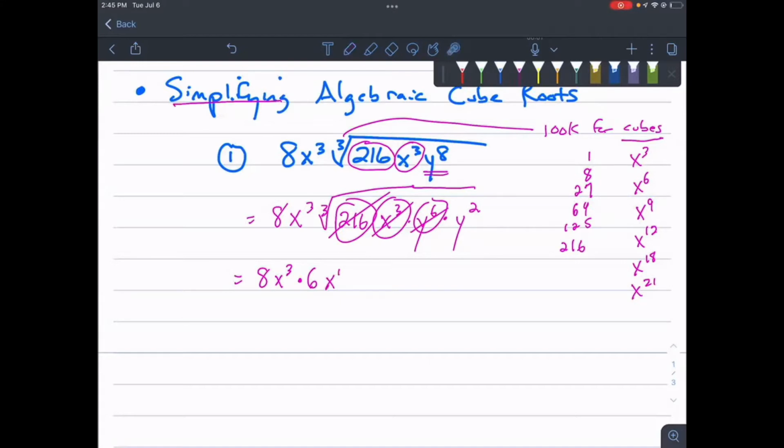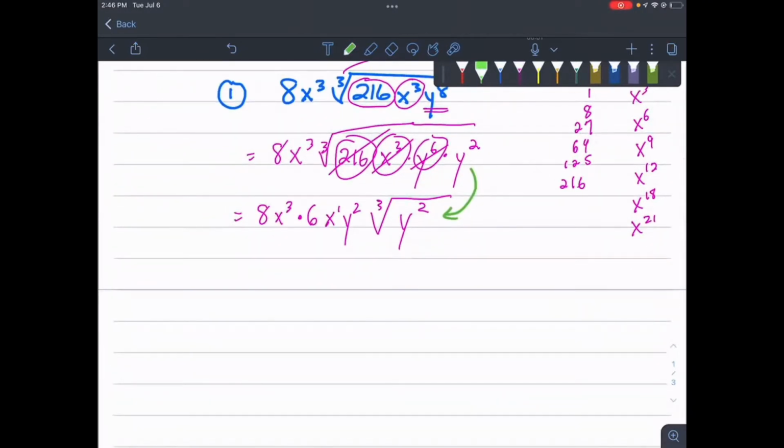Same with the y. Y to the 6th on the way out. 6 divided by 3 is 2. And then the only thing left on the inside is that y squared. And then last, we've got the 8 and the 6 that we can multiply. We've got x to the third and x to the first. That's going to be 4 x's, 3 and 1. And then the y to the second doesn't have anything to go with. And then the cube root of the y to the second that's on the inside.